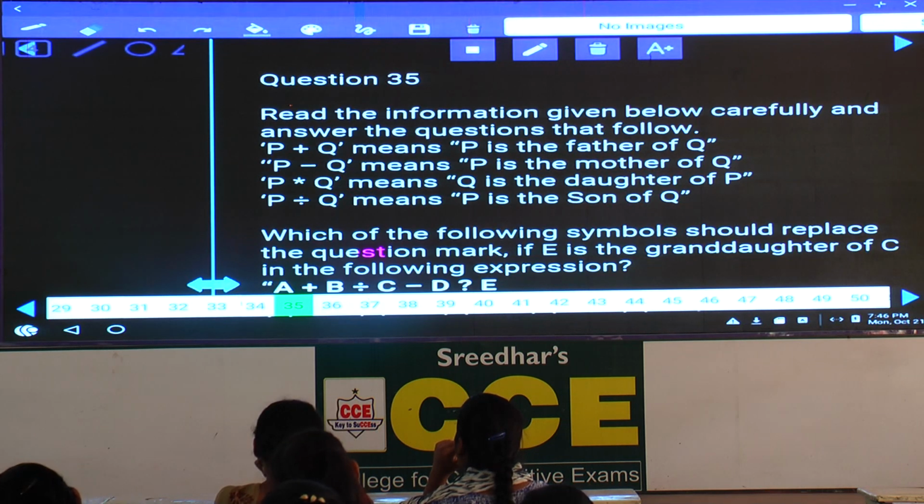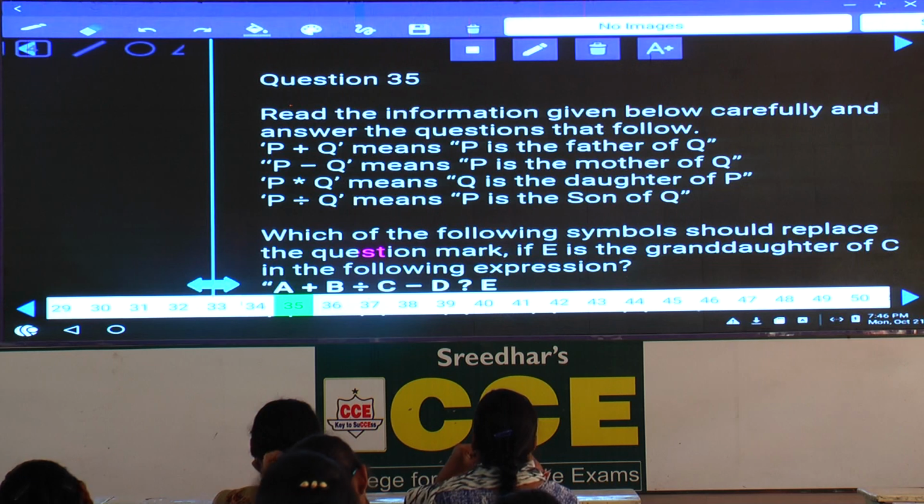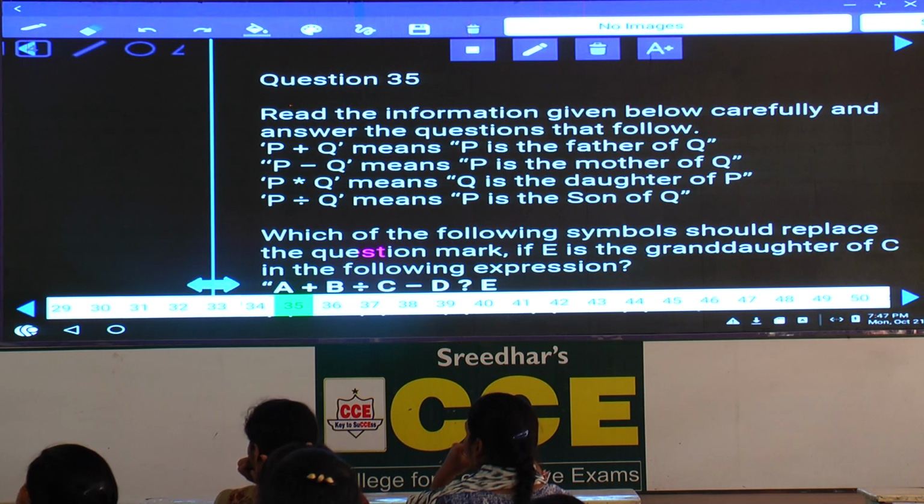Then question number 35. Now in this 35, P minus Q, there is only one question given on this one. 35 is the last one. Can you hear me? Voice clear?